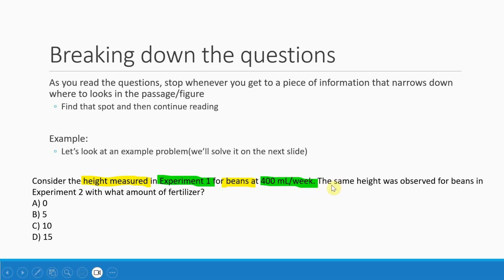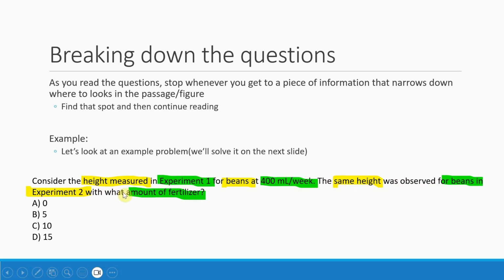I'll keep reading. The same height, so whatever height I just found so far, I'm going to go find that same height somewhere else. So I might stay on the same figure and move off of beans, or I might go to a different figure, but I just need to make sure I find somewhere else that also has height, and I need to find that exact same line or number. So I'll come back to my question. That same height was observed for beans, so I still care about beans, nothing else. In experiment 2, all right, so that's what changed. So where I was in experiment 1 and I got a number, now I'm going to take this over to experiment 2, still beans, and find that same height.